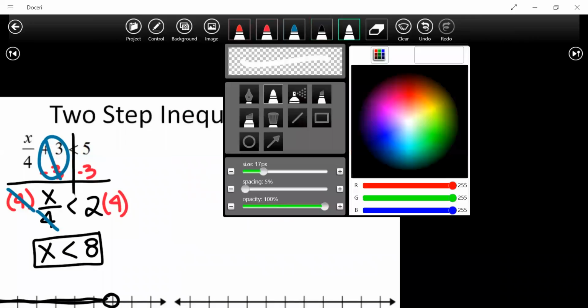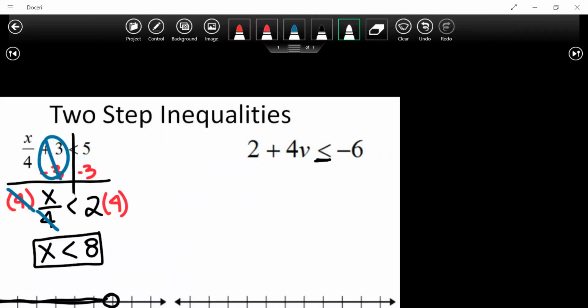And let's change this to a negative. Sorry. I want to show you guys the differences. Okay. So here we go. What's my first step? Add the 2 or subtract the 2? Subtract 2. Right? We're going to simplify this and write negative 4v. And this will be negative 8.